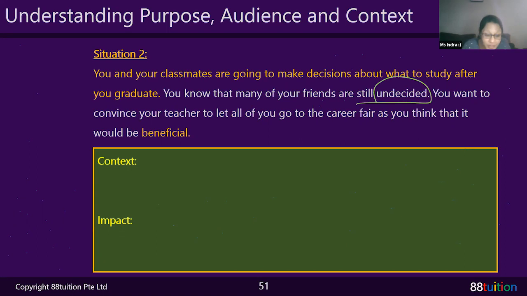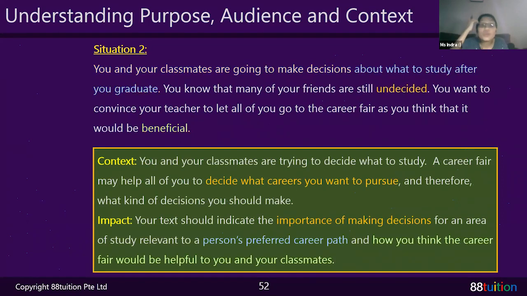Okay, very good. Classmates are making decisions about what to study. Good, very good, Natalie. Thank you, because you know that they are all undecided, right? Okay, good job, good try. So you and your classmates are trying to decide what to study. Very good. Yes, Yaisha, to convince the teacher to go to the fair. Okay, that's true in a way, because you are trying to persuade not only your classmates but your teacher to let all of you go. You have to convince not only your teacher but also your classmates, right?